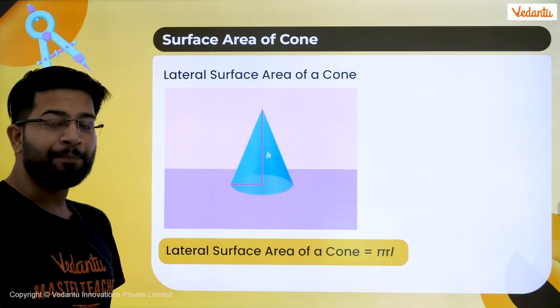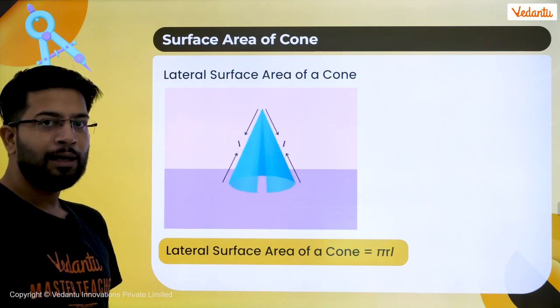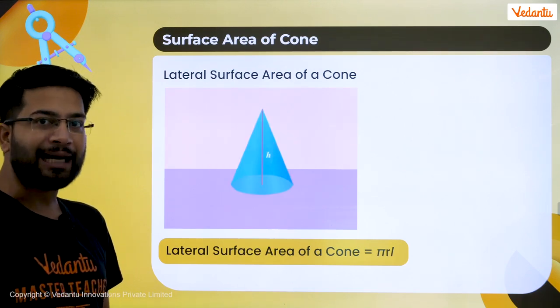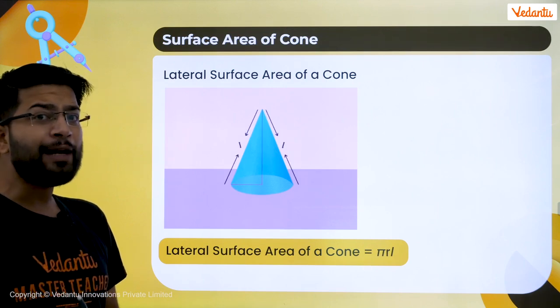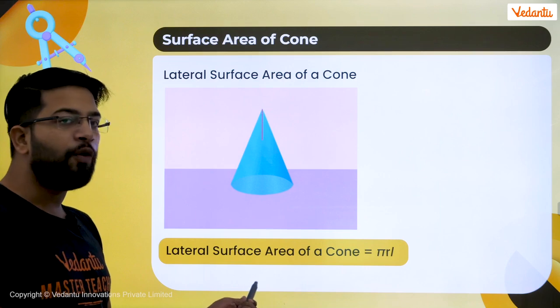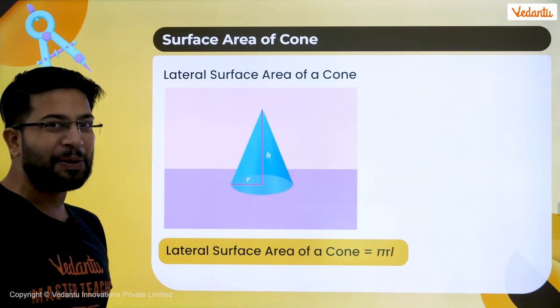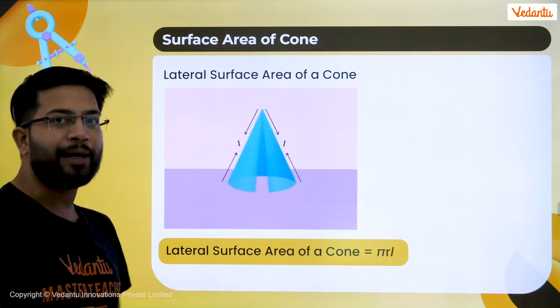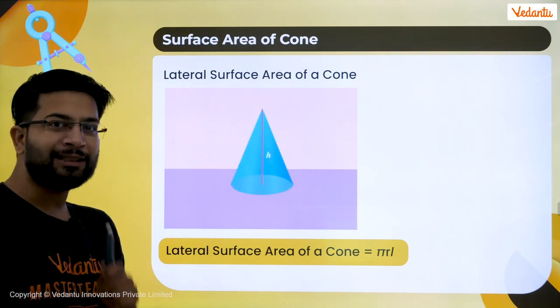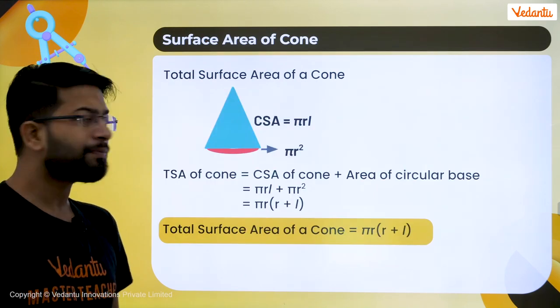As we can see, if we have a cone and if we open the cone, then we will get a sector, and the area of the sector will be nothing but the curved surface area, or we can say lateral surface area of the cone, which is pi into r into L. R is the radius of the cone and L is the slant height of the cone, champ.